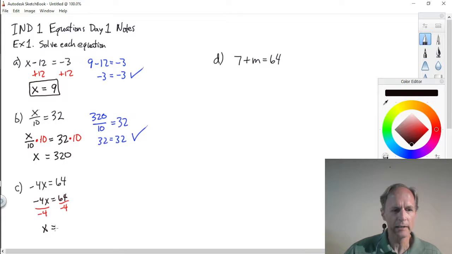On the right, 64 divided by -4. That's a positive divided by a negative. It's going to be a negative. And it's going to be -16, right? Okay, we'll check that.